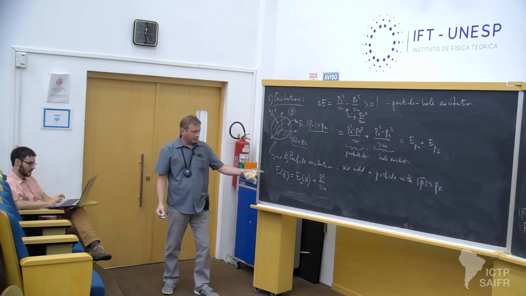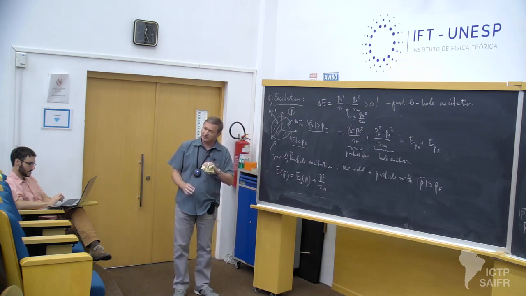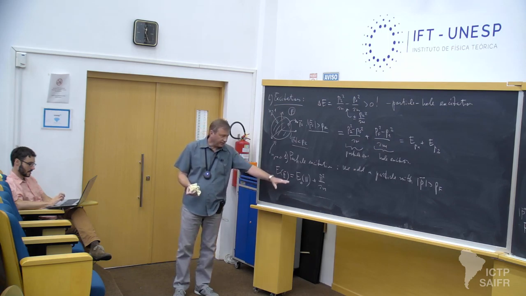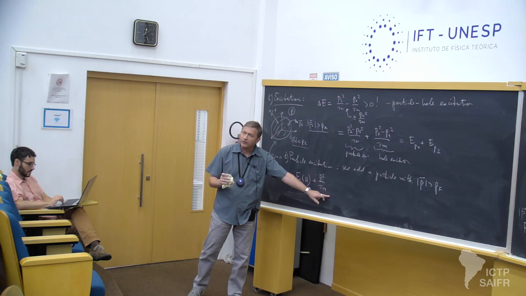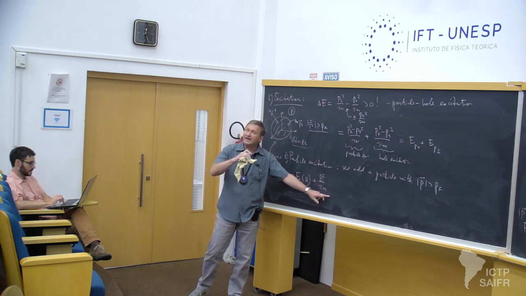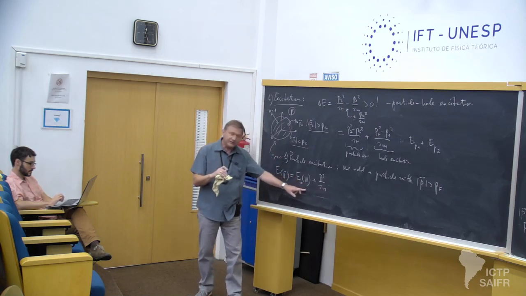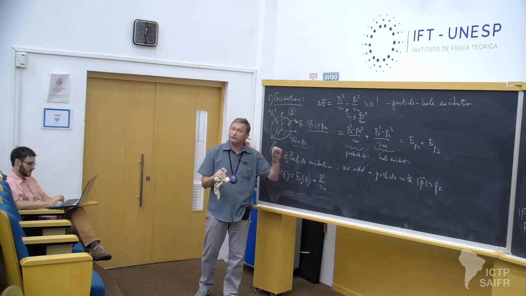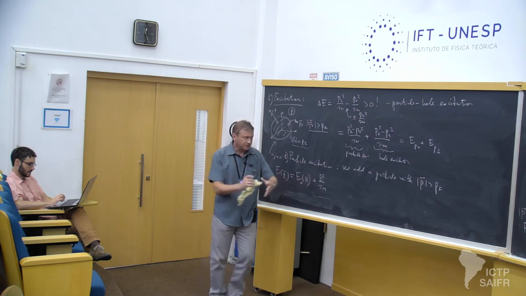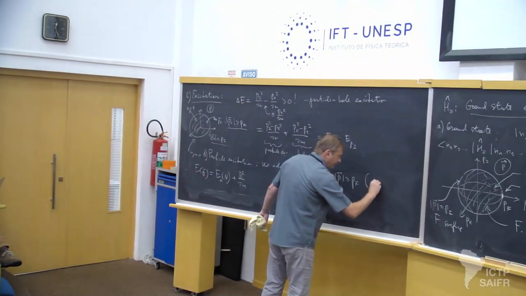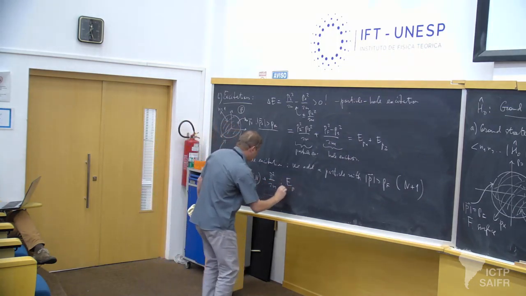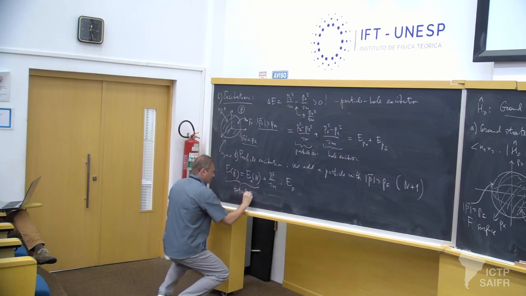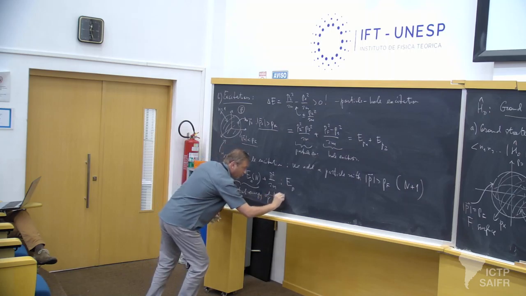But this is the total energy of the system, and we want to know the excitation energy. So we have to compare this energy with the ground state energy of n plus 1 particles. Because this is the ground state of n particles, but we add one. So now we went to a different system, which has n plus 1 particles instead of n. By adding a particle, we go to n plus 1, not n. This is the total energy of n plus 1 particles.